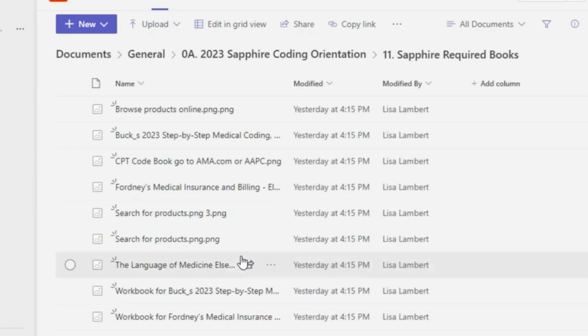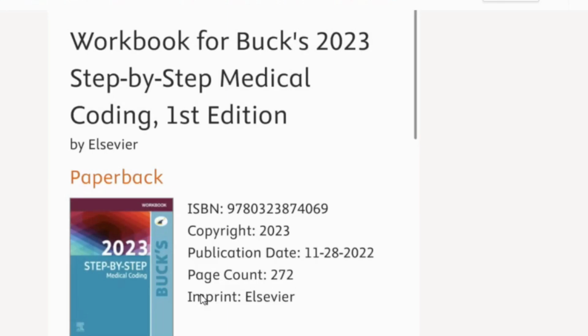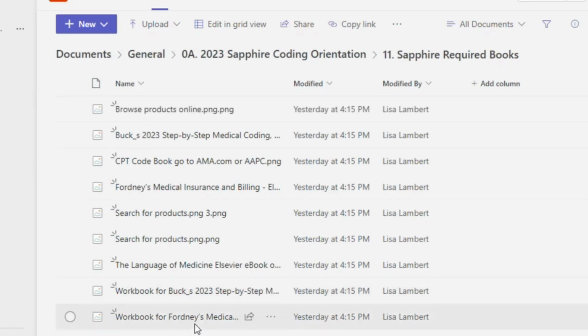Okay, so let's look at this one. That's the workbook. Remember, I was just talking about the step-by-step book, and you guys have the other book. This is the workbook to that. So yes, I want you to get that because you guys are going to do the exercises from here. Space it out however you want to do it. Just make sure you get it because they have to be done.